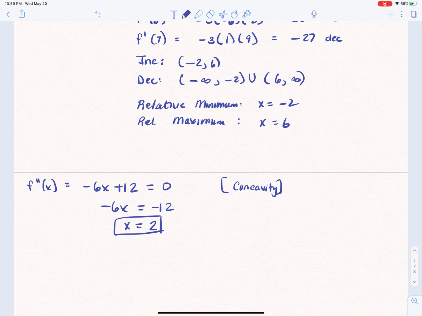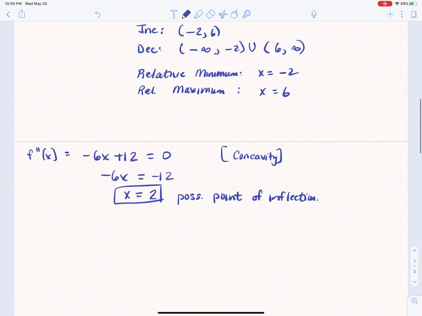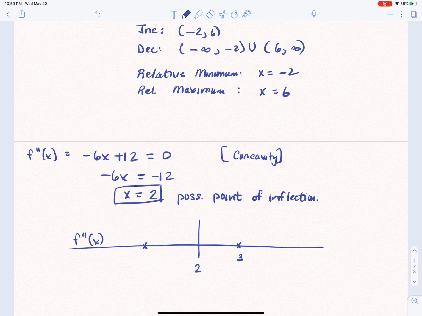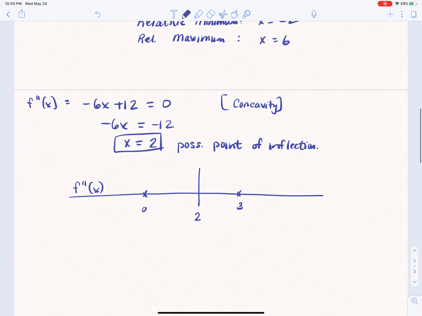Now, what do we call this right now? It's a possible, and very likely, point of inflection. And I say very likely because we already know what the graph looks like. So here what we do is we make a sign graph of f double prime. And again, this is the analysis part of it. This is what makes it calculus, really. I'm going to plug in 3 because it's to the right of 2. But I'm going to plug in 0 because it's on the left of 2. And because it's just an easy number to plug in.